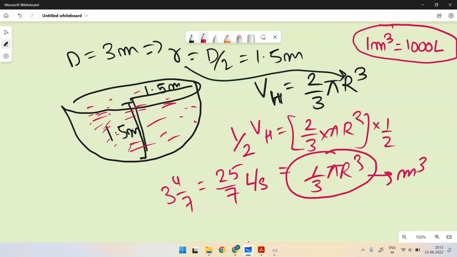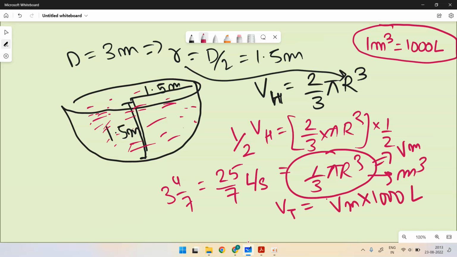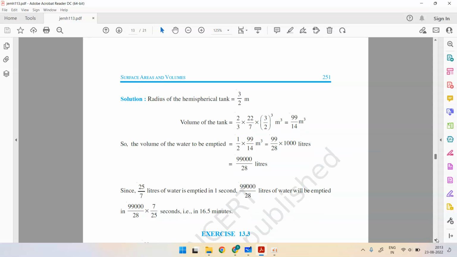So the volume of water to be emptied will be, let's suppose I take this as Vm, this Vm into 1000 liters at a rate of 25 liter per second. The total time required will be Vt, this divided by 25 by 7 liter per second. Calculate this, then solve to get the answer.